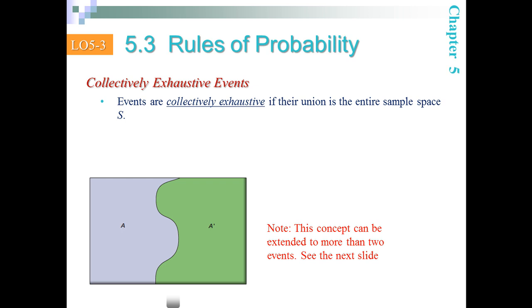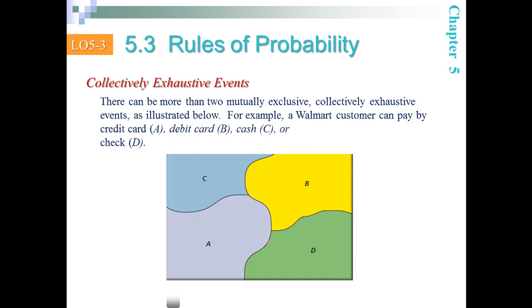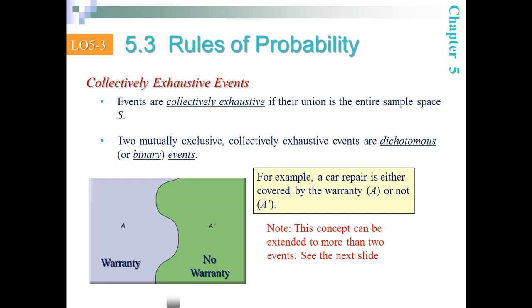In other words, we could have a Venn diagram that contains more than two events that take up the whole thing, and that's what we would have here if we're talking about our shopping spree at Walmart, or method of payment at Walmart. We've got 4 different options: credit card, debit card, cash, or check, and those are the only ways to pay. So those take up the entire sample space. We would call those collectively exhaustive.